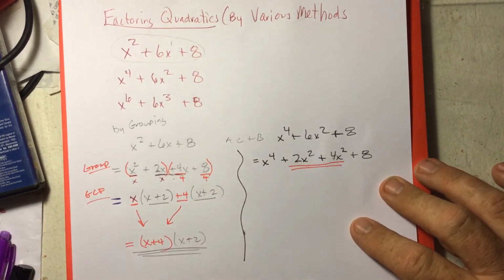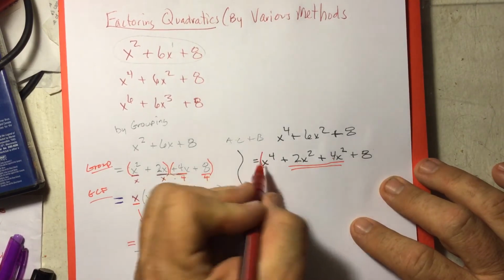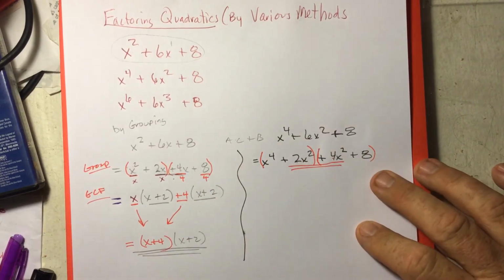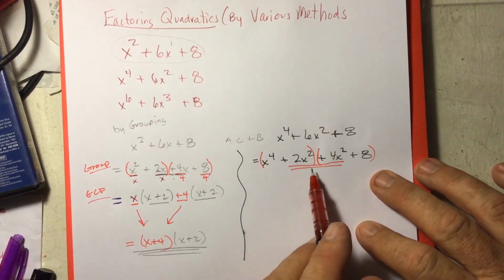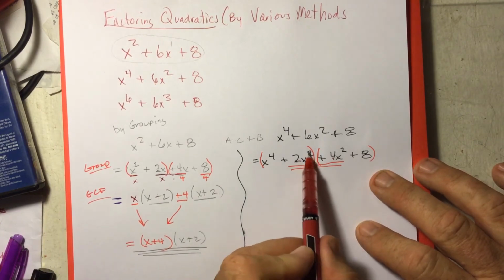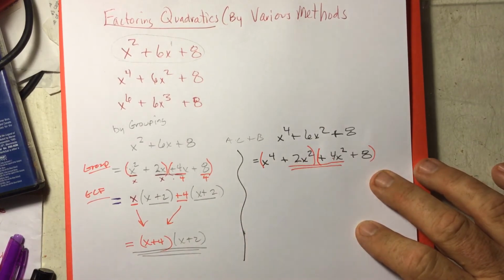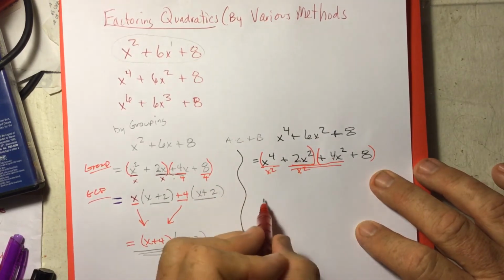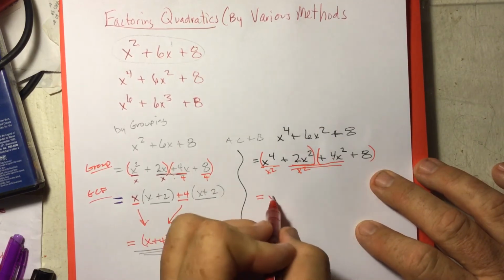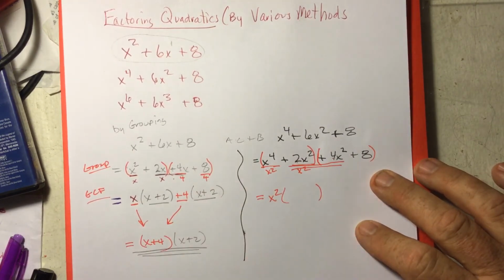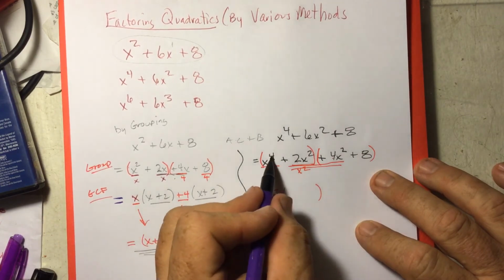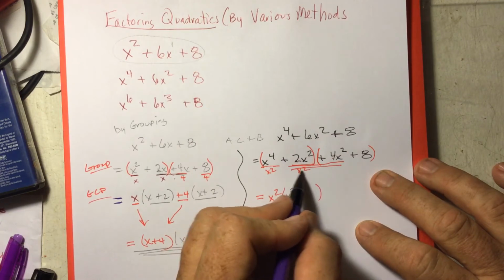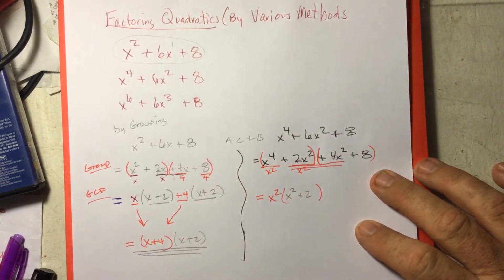So now as I look at this, I'm going to go, okay, I can group that here, and I can group that here. So now I can take an x squared out of both of those. So I'm going to divide by x squared. I'm going to divide by x squared. So my x squared comes out front, and I'm left with a parentheses. x to the 4th divided by x squared is x squared. 2x squared divided by x squared is 2.